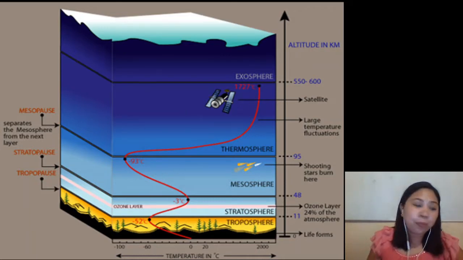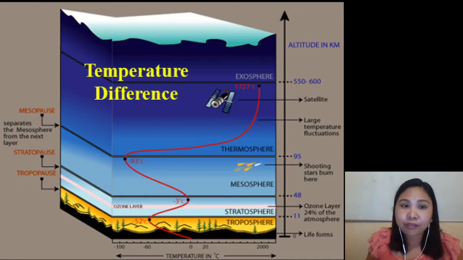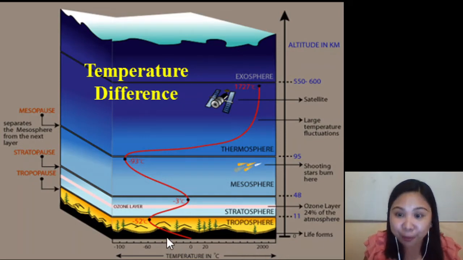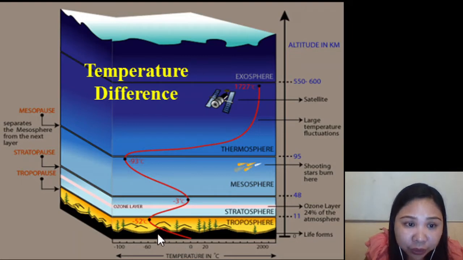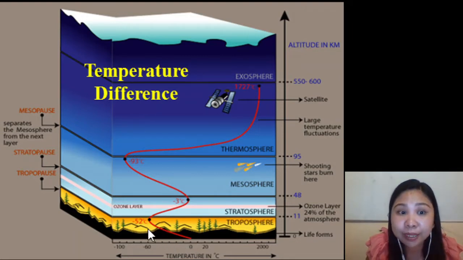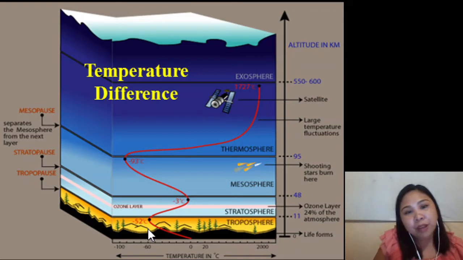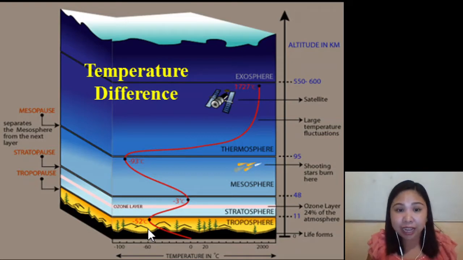The basis for dividing the layers of our atmosphere is the temperature difference. Simula sa lupa na kinakatayuan natin hanggang 11 kilometers, class, malamig po, ranging from 0 to negative 50 degrees Celsius. Ibig sabihin, malamig-lamig siya kasi nag-negative na po.